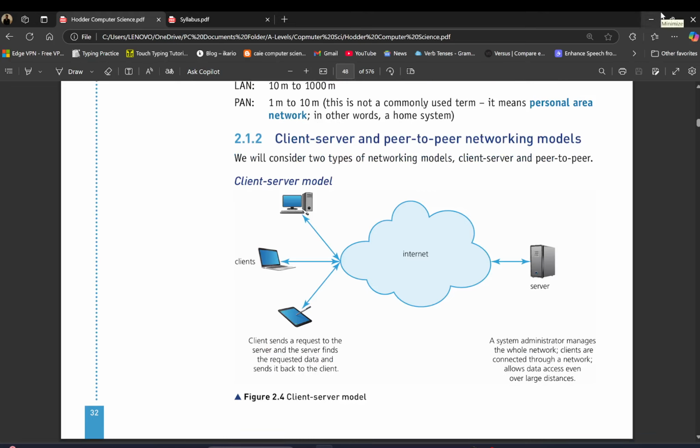Okay, here's the thing. I would cover this in the next video, so that I would cover client-server, peer-to-peer, thick client, thin client, and cloud computing in a single video. So stay tuned for that. I'll be uploading it very soon.